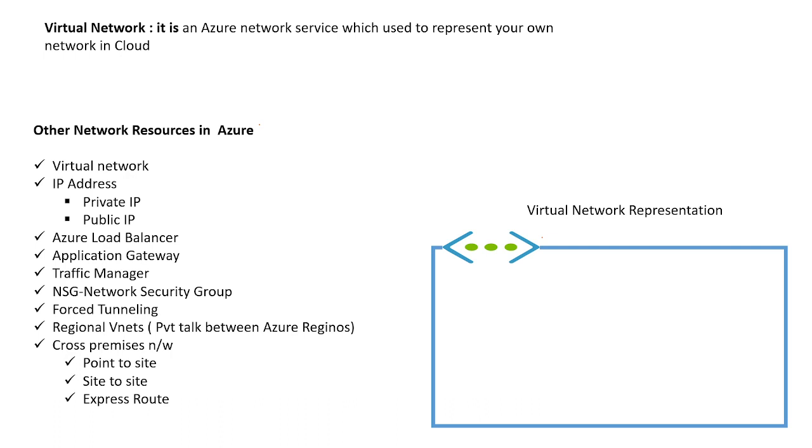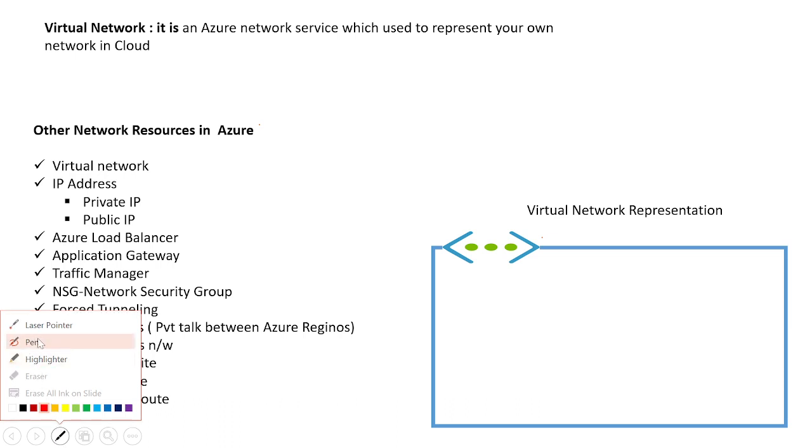If somebody asks you what is your network in the cloud, you can tell we have a VNet with the range of IP addresses called 192.168.1.10, or any number you can tell. Okay, not a problem.